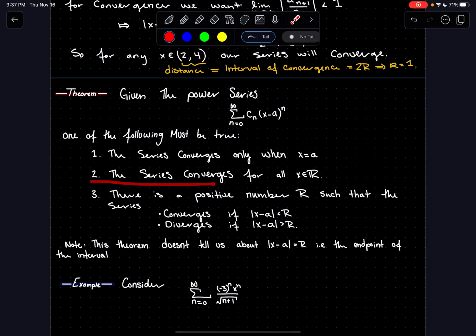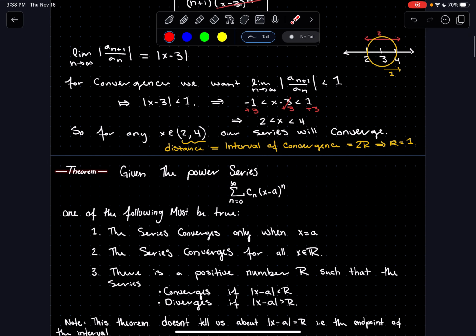The other thing that could happen is that the series converges for every x value. It doesn't matter what x value we pick, it will always satisfy our condition for convergence. We'll see an example later on, and I'll show you why we know that it works for all x. And then the third condition is that there is some positive number r such that the series converges if the absolute value of x minus a is less than r, and it diverges if it's greater than r.